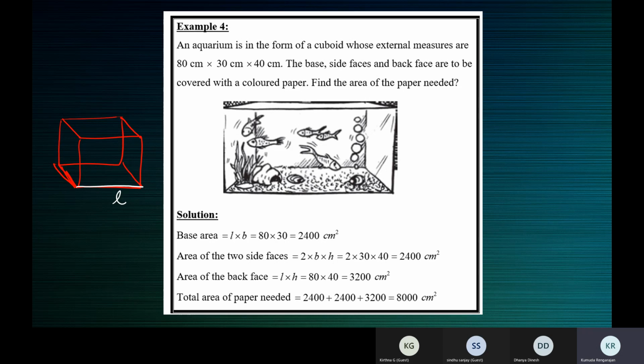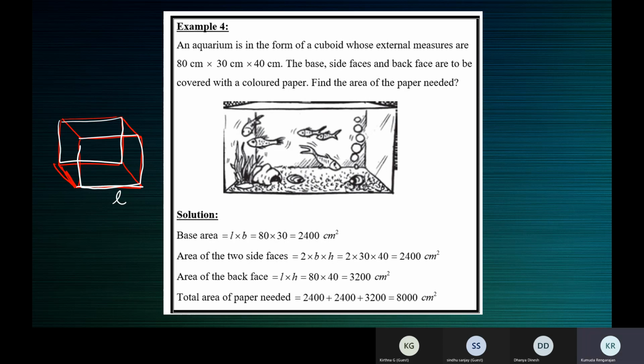That is, the front and back are congruent. They look alike. See, this is the front face. This front face and the back face, this is the back face. These 2 faces will look alike.